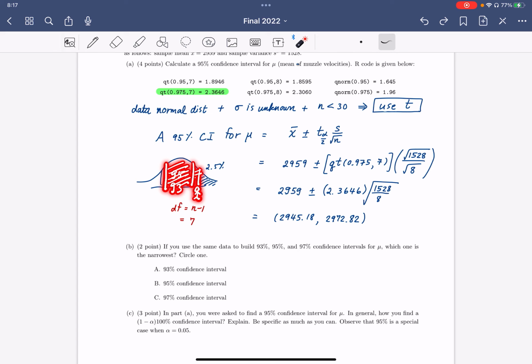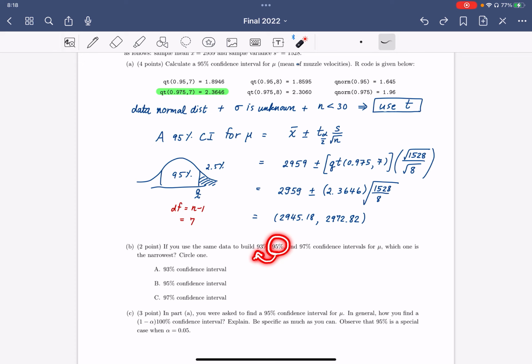smaller, so you're going to have more area on the tail. That means you move a little bit to the left, so the critical value is going to be smaller if you use 93%. If you use 97%, you move a little bit to the right, so the number is a little bit bigger. So the confidence interval is going to be narrower if you move the confidence level down.